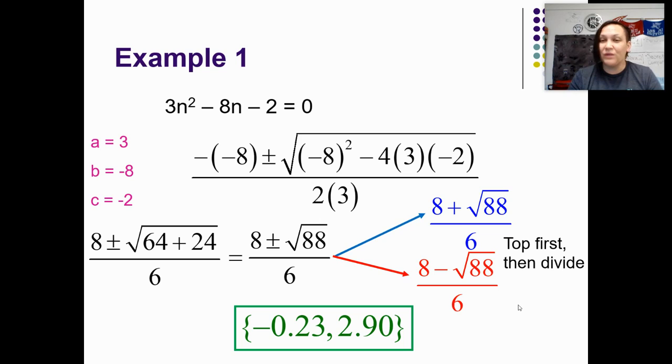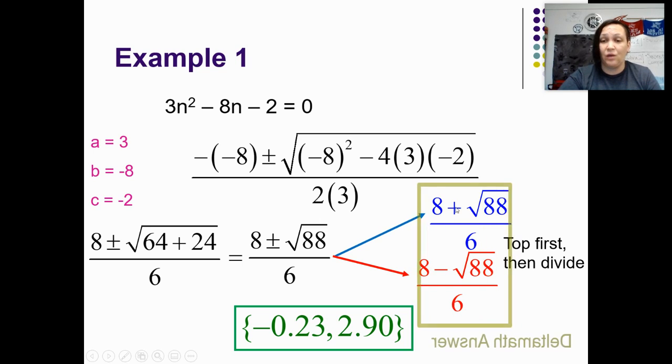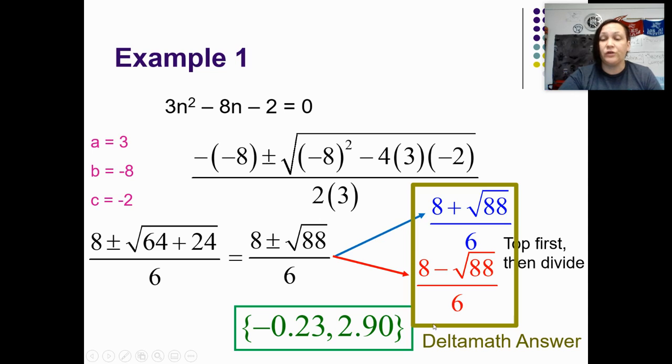All right, so this is what you do when there is a radical, a square root of a number that's not a perfect square. Now, if the Delta Math asks you to round, you can put a decimal answer, and on your homework you can round for a decimal answer. But if Delta Math wants an exact answer, then again, it wants these numbers. So there is one section of Delta Math that wants it like this, written with the radical, and then there is another section that wants it written like this with the decimals. So just read your directions carefully.